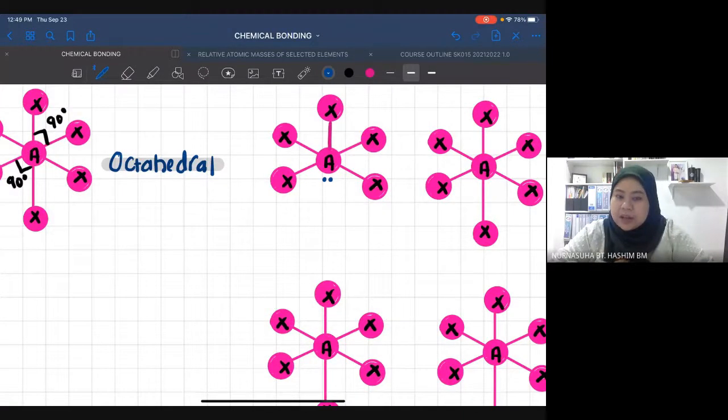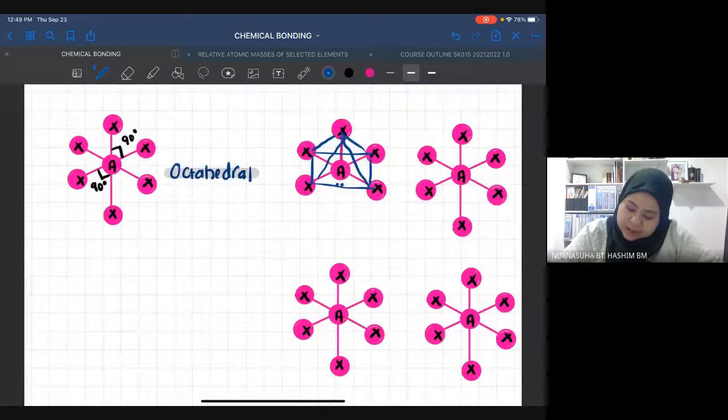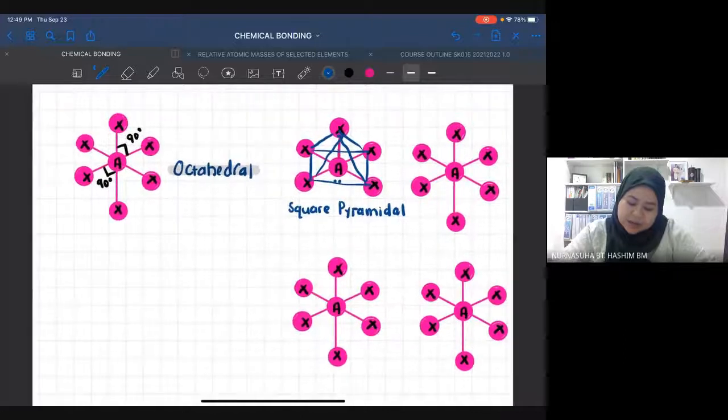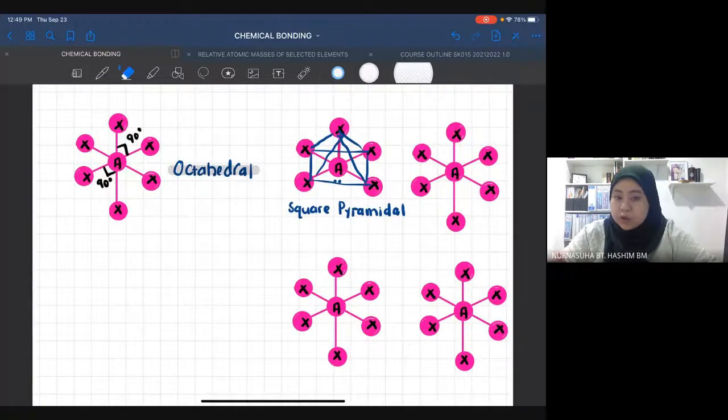Sekarang bentuk dia adalah piramid bertapak segi 4. Okay, cuba awak tengok, dia akan jadi bertapak segi 4, lepas tu piramid. Okay, so in English kita panggil square pyramidal. Okay, square pyramidal.